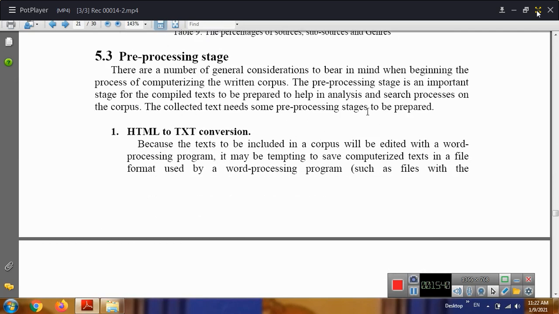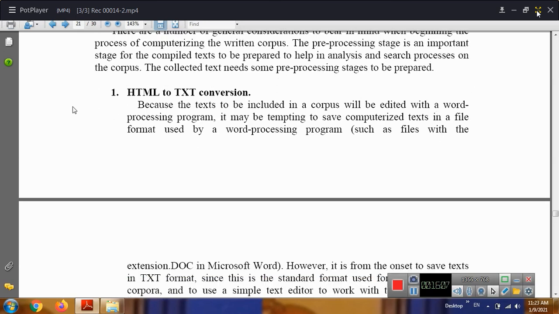Okay, about the pre-processing stage, it is one of the stages for creating each corpus. There are a number of general considerations to bear in mind when beginning the process of computerizing the written corpus. The pre-processing stage is an important stage for the compiled text to be prepared to help in the analysis and search process of the corpus.